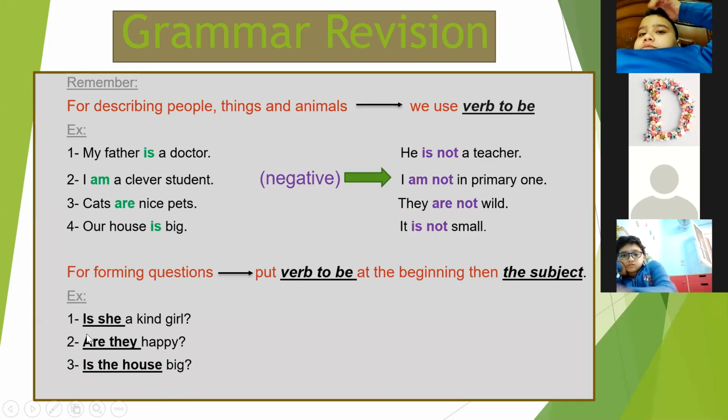Okay, look at the first one. Is she a kind girl? Here I put the verb to be in the beginning and then the subject. Number 2, are they happy? So here I will put are first and then they. Number 3, is the house big? Again I put the verb to be in the beginning and then the subject, which is the house. So this is forming a question.